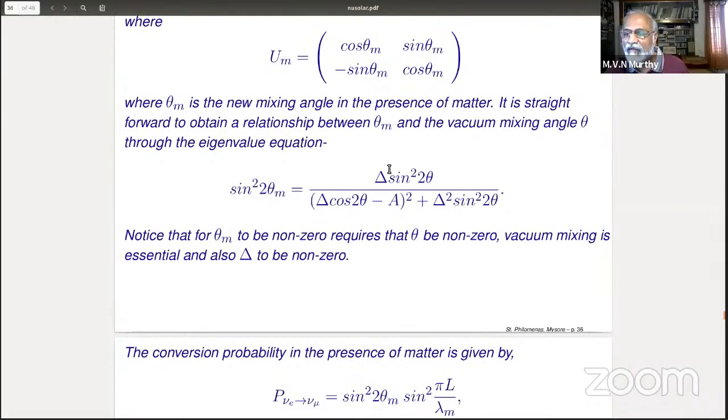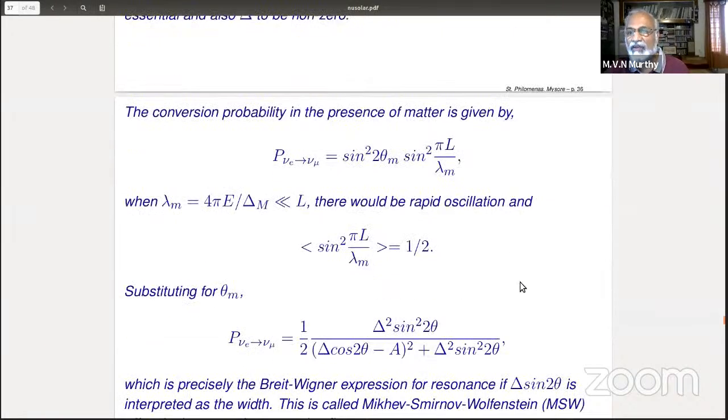And I think I should have had delta squared here. I'm sorry. Then that delta squared cancels. Then sin squared 2 theta m is equal to sin squared 2 theta. Sorry, this should be delta squared. Please make a note of it. I'll correct it later. Okay. So you will see that when A goes to 0, everything goes back to vacuum. And this is in the presence of matter when this A or the matter potential is non-zero.